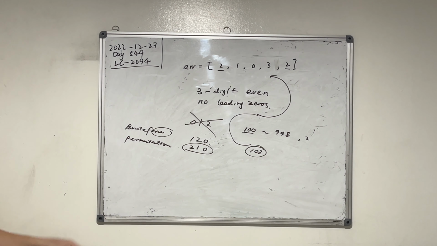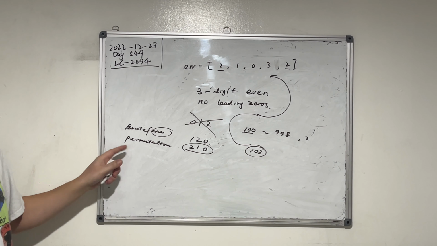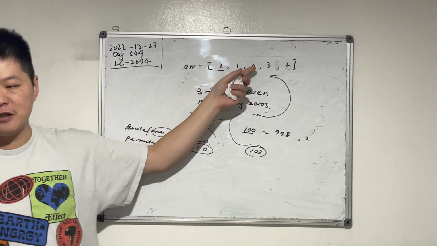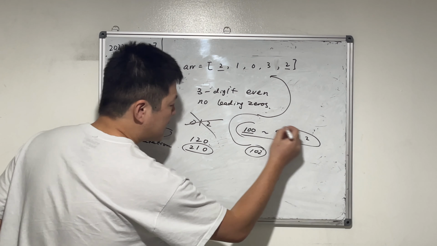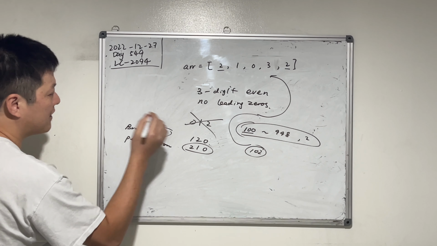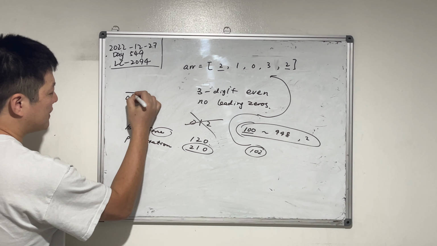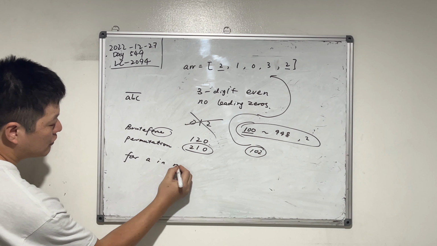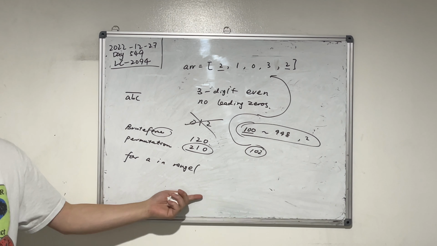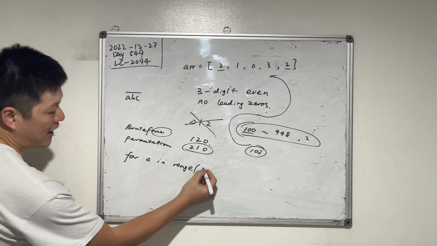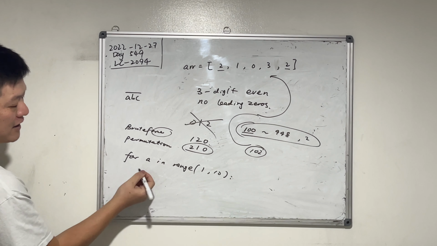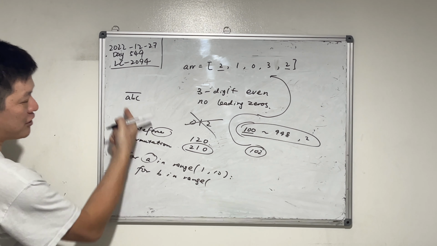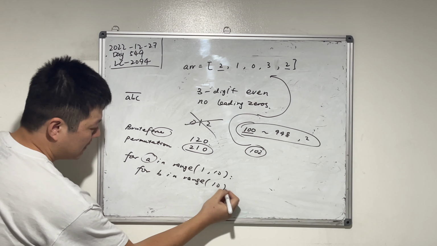The other way of brute force is using permutation, because we are permuting three digits out of these n digits. We can brute force the whole number, or we can brute force each single digit. So let's say A, B, C is the three-digit number. We can do this: for A in range, no leading zero, so we start with 1 up to 10. For B in range, the second digit could be any from 0 to 9.